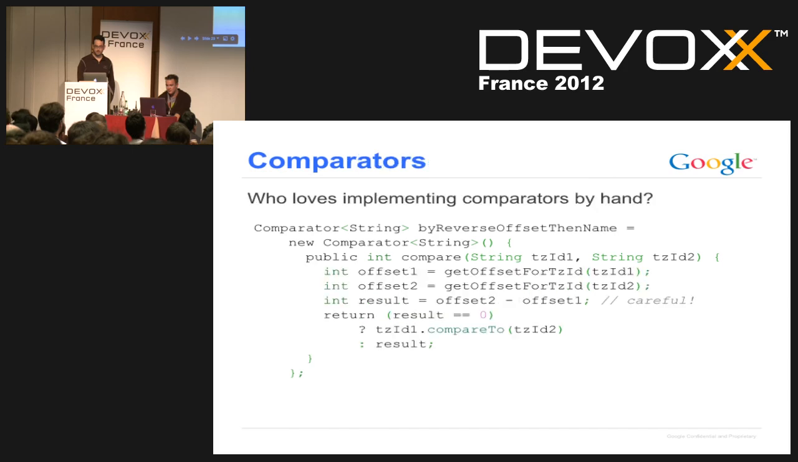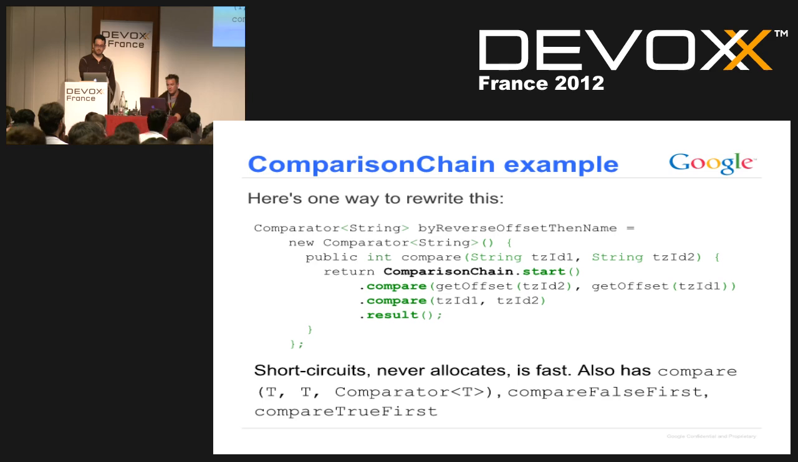Right here, who can tell whether this is doing a normal comparison or a reverse comparison? When I say int result equals offset2 minus offset1, who looks at that and immediately thinks that's a reverse comparison? I know when I look at it, I stop and think, if this one's 1, and it takes me a minute. Here, using ComparisonChain, you can simply see that I've passed in tzid2 first and tzid1 second, so I'm doing a reverse comparison, which is good because the variable is named reverse offset, then name.